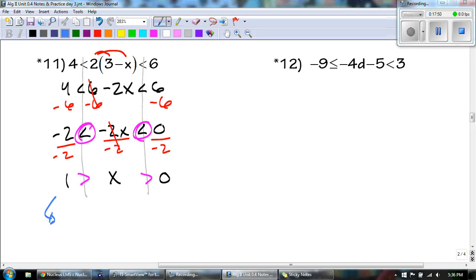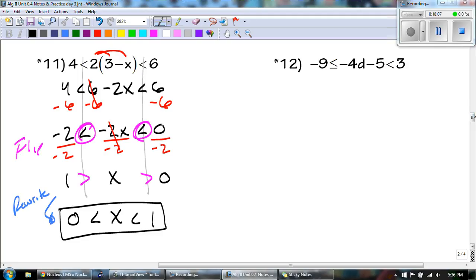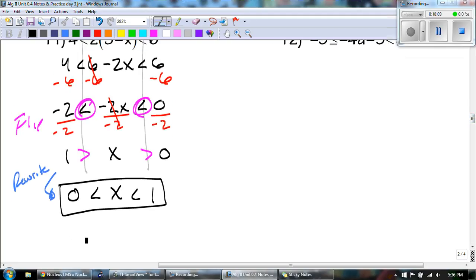And since they're not in decreasing or increasing order, I'm going to need to rewrite. Sorry, I forgot to write that we flipped right there. So 0, x, and 1, and then everything's pointing to the left. Okay. 0, 1, I'm open at both, and I shade the middle.